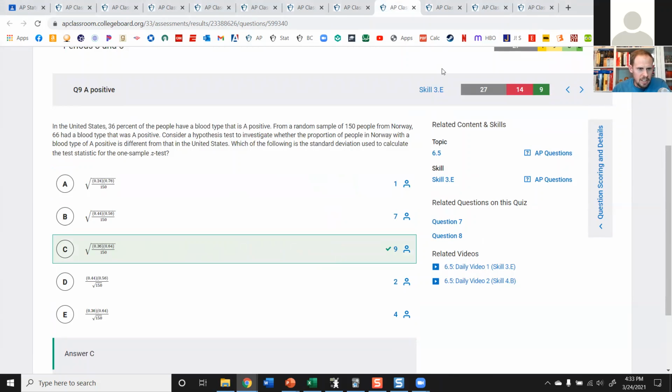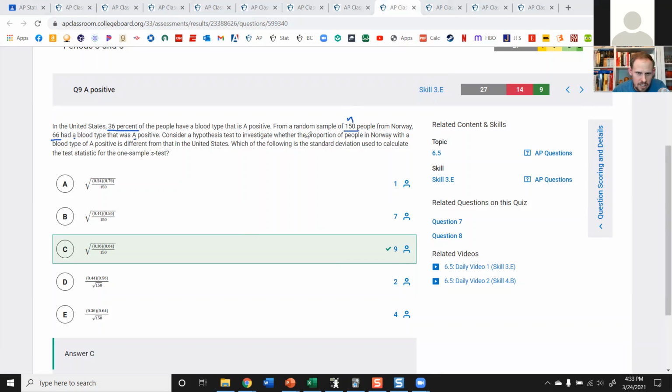Next one, more formulas here. Oh, this one looks like they're just asking for standard deviation. All right. So in the United States, 36% of people, oh, they're giving us a percent right there, have a blood type that is A positive from a random sample of 150. There's our N. From Norway, 66%. Wow, that's a lot different. Had a blood type that was A positive.